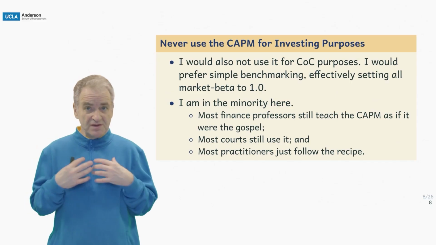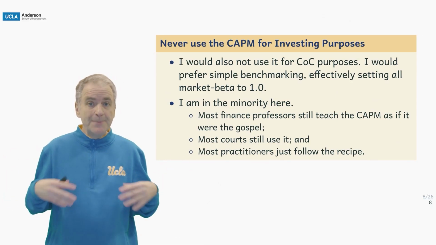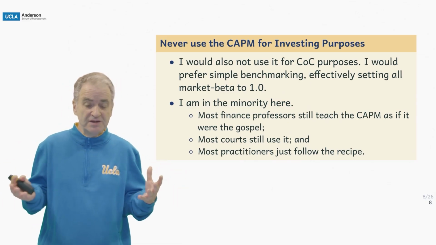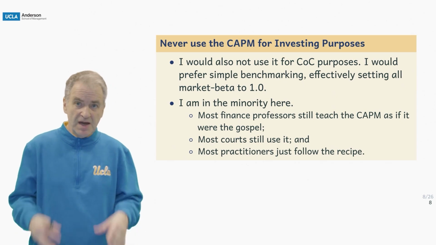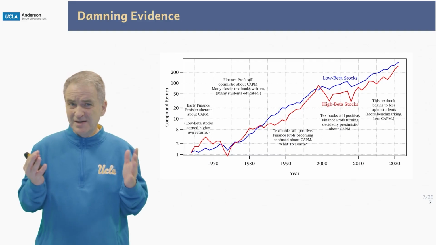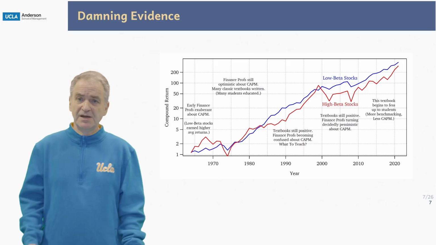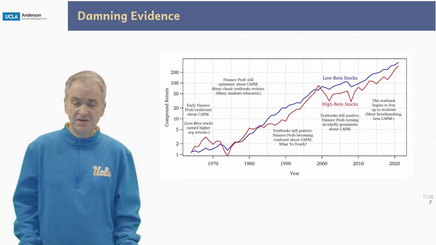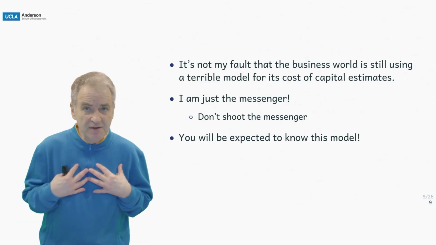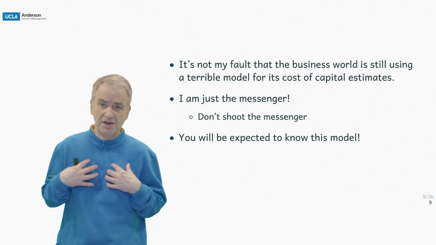Most finance professors still teach the CAPM as if it were the gospel. Courts are using it. Regulators are using it. Most practitioners have been taught by finance professors. They just follow this recipe here. They believe that the CAPM actually holds. But it's not a deep insight. The evidence is not there for the capital asset pricing model. Higher beta stocks did not offer higher average rates of return. It's not my fault that the business world is still using a terrible model for its cost of capital estimates.